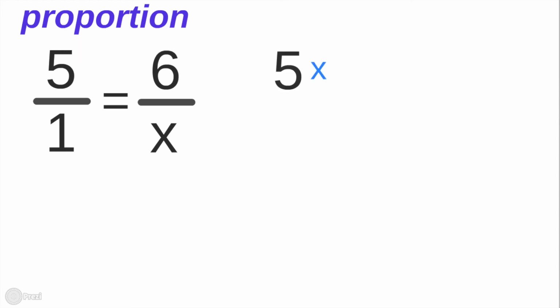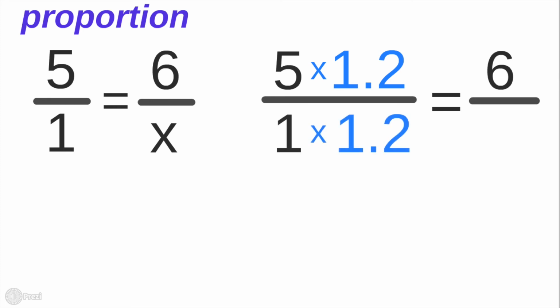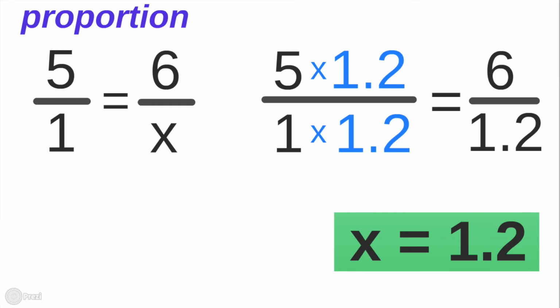Now let's solve it the same way we did the others. 5 times something equals 6 on the top. Well, that would be 1.2. So we have to multiply the denominator by the same amount, and we get 1.2, therefore giving us x equals 1.2. So we just had to remember that we had a unit ratio there, and then we could solve our proportion like we're familiar with.